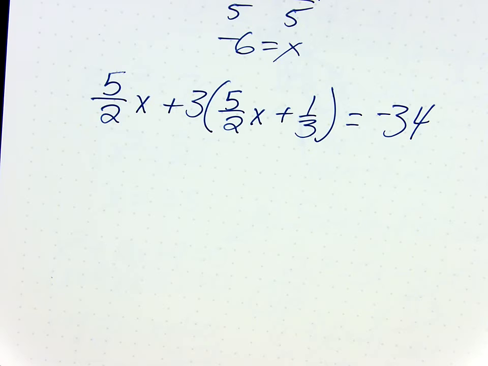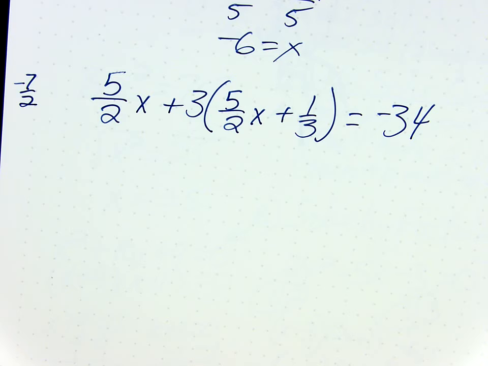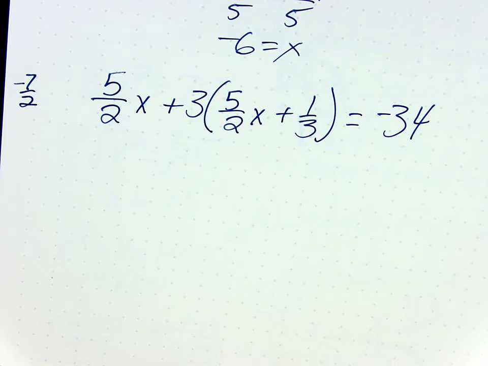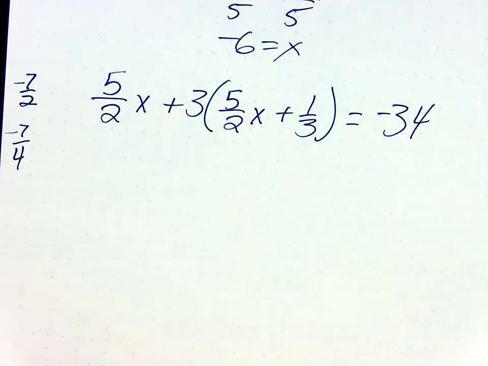If you have an answer and you're willing to share it, let me know. Yes. Negative 7 over 2. Negative 7 over 2. Any other answers? So everybody got negative 7 over 2? What'd you get? Negative 7 over 4. Negative 7 over 4. What else?